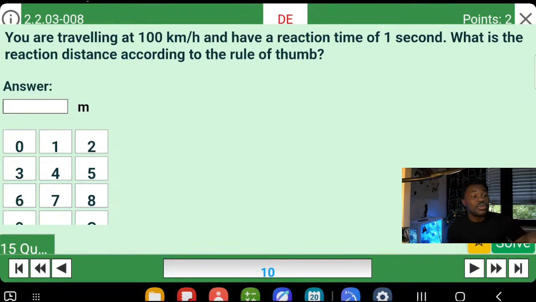To get the reaction distance, it is the speed that you're traveling divided by 10, times 3. Don't forget, the speed traveling will always be given to you in the question. You just need to know how to identify the speed traveling in the question.